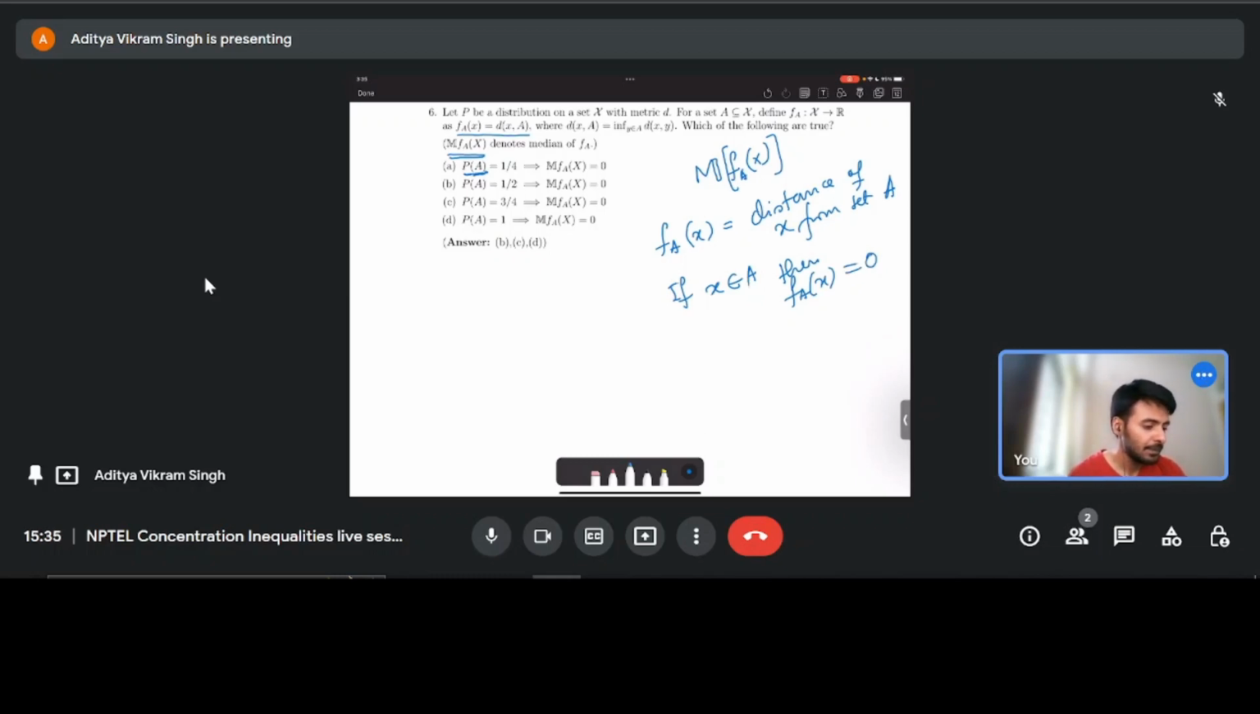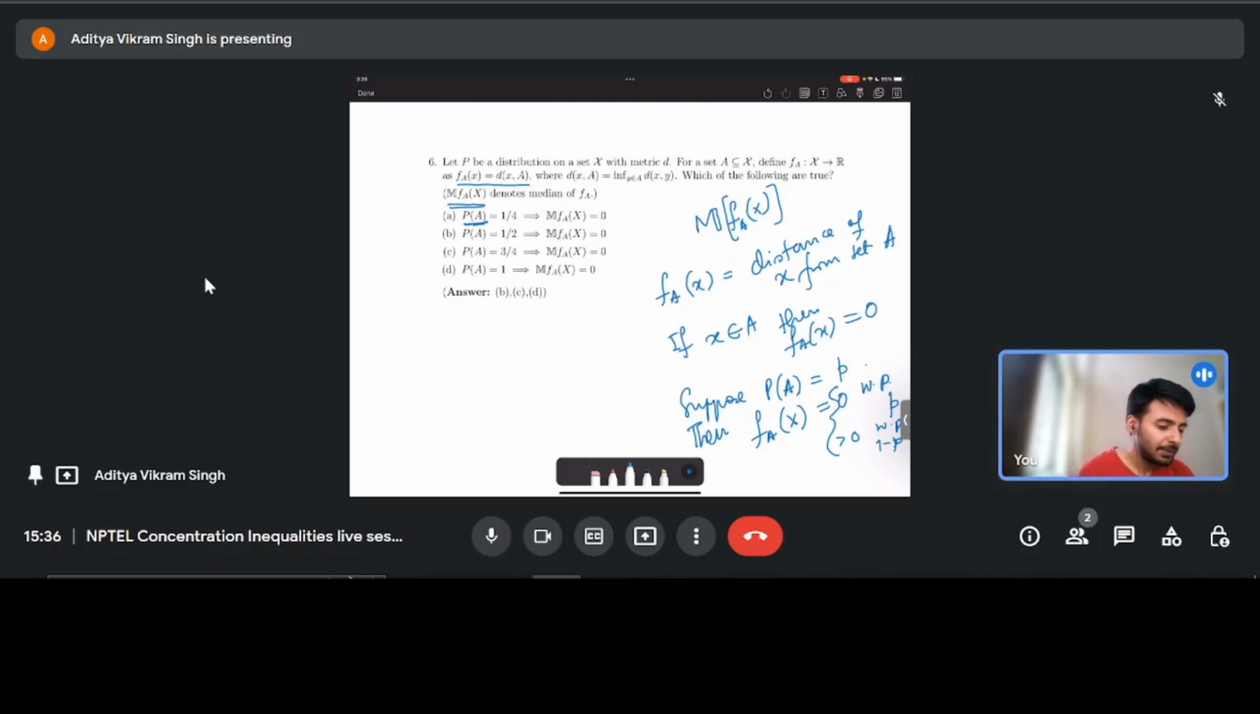Okay. So suppose P of A is small p, right, then FA of X, which we consider as a random variable, FA of X is equal to 0 with probability p, right, and it is greater than 0 with probability 1 minus p. So it's equal to 0 with probability p basically. Okay.